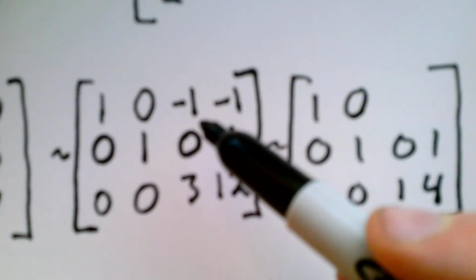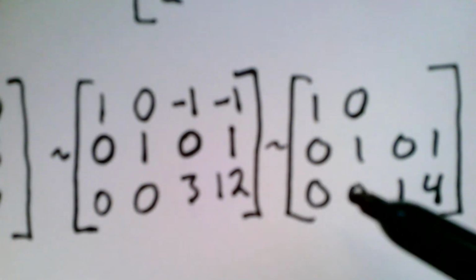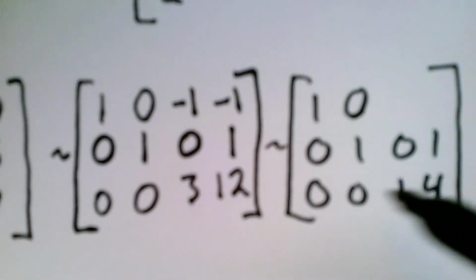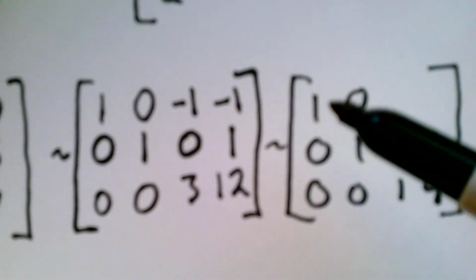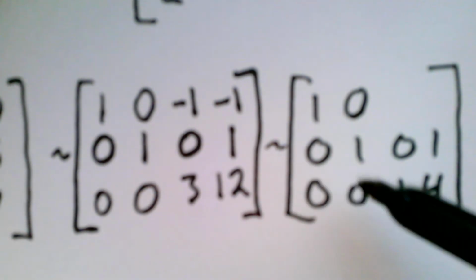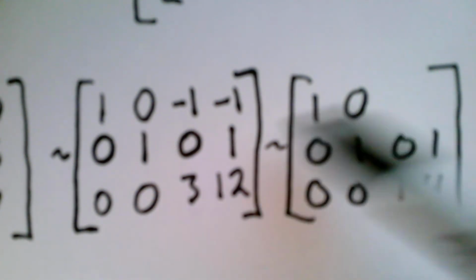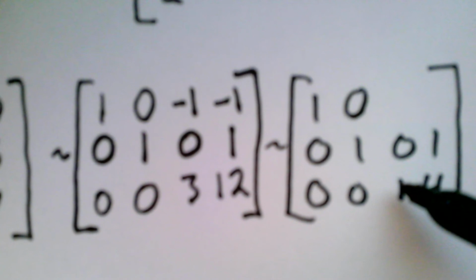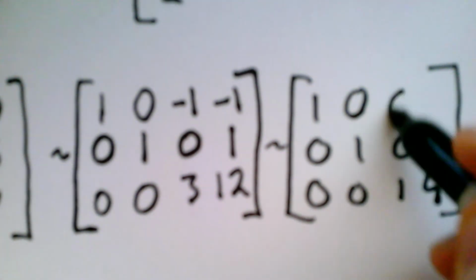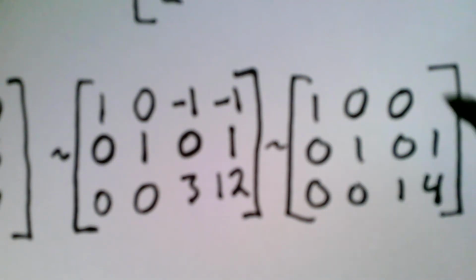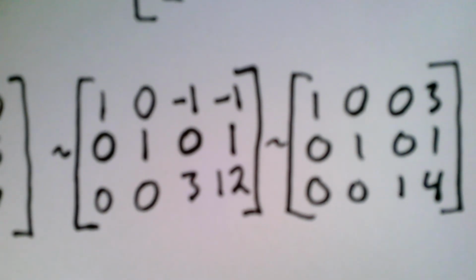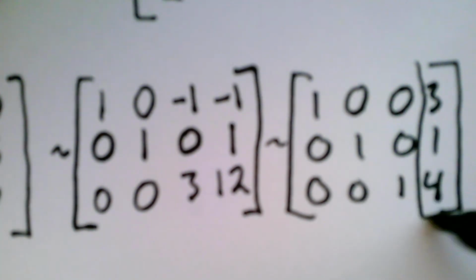So anyway, I wanted to get rid of this 1, and I'm going to do that by adding this row to the first row. So I have, of course, 1 plus 0 is 1, 0 plus 0 is 0, negative 1 plus 1 is 0, which is what I want. I want to get rid of that. And then negative 1 plus 4 is 3. And now that I have this, the solution to my equation is given to me here in this column.